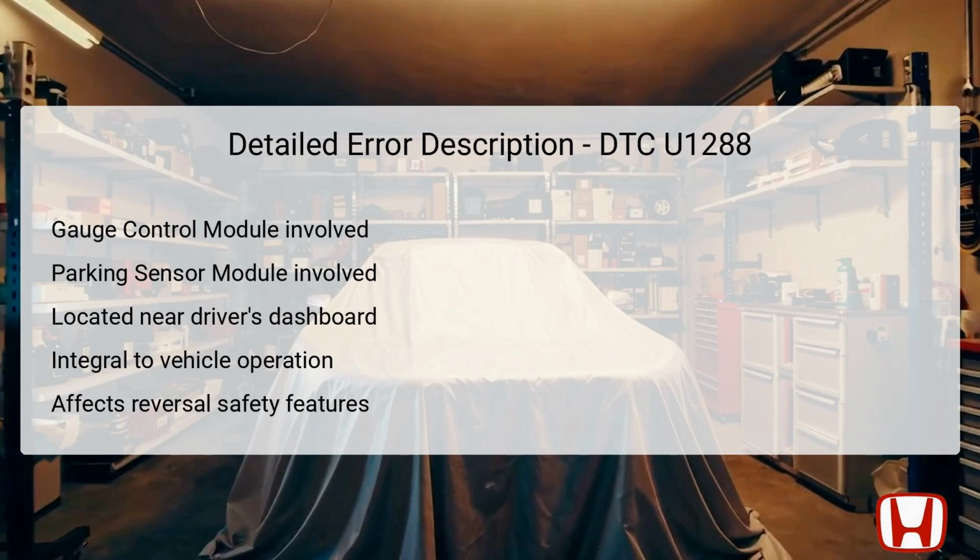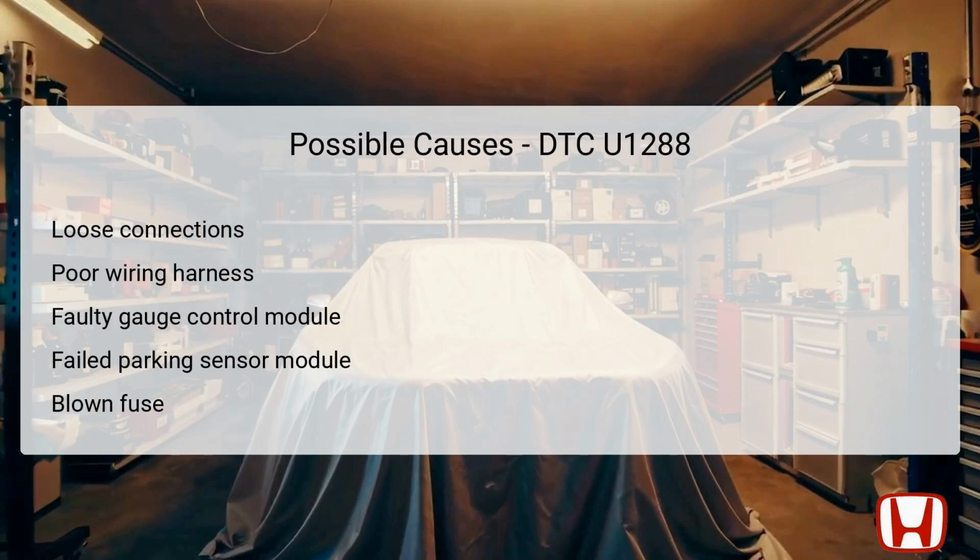Faulty components or wiring issues could contribute to this loss of communication, prompting a thorough diagnostic approach to resolve the issue. Several possible causes could lead to DTC U1288 being logged in the system. First, loose connections between the parking and backup sensor control unit and the gauge control module may disrupt communication. This often occurs due to vibrations or improper installation.